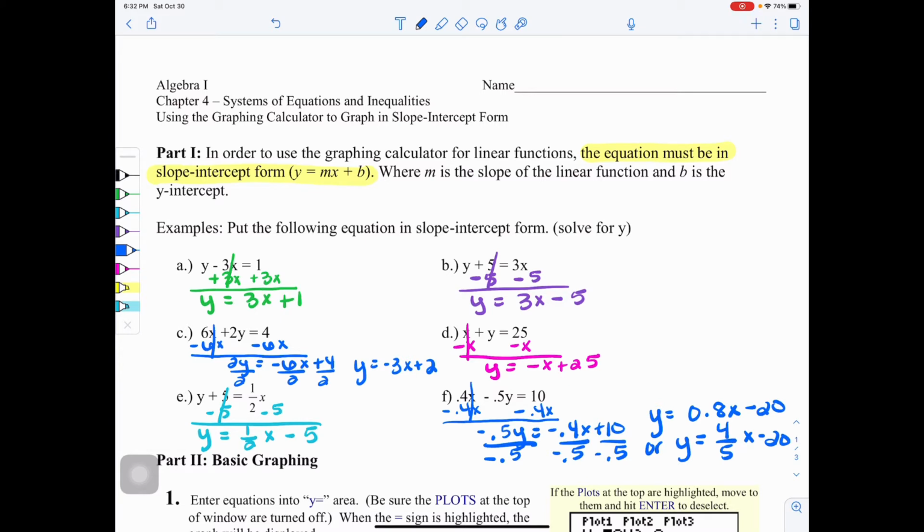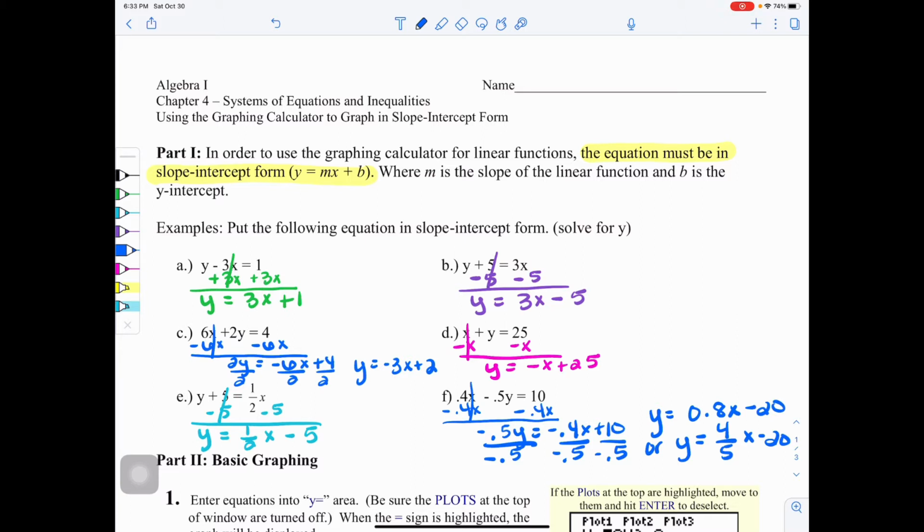Okay, at this time, you've tried examples B through F, so now let's go through your answers. So in part B, you should have subtracted 5 from both sides for an equation of y equals 3x minus 5. In part C, it was a two-step process. You had to get rid of 6x by subtracting 6x from both sides, then dividing every single piece by 2. So you can see I had to do that in 3 different places. So you get y equals negative 3x plus 2.